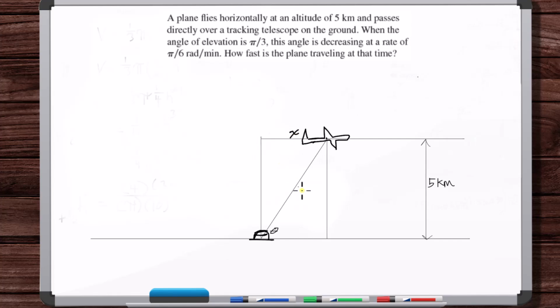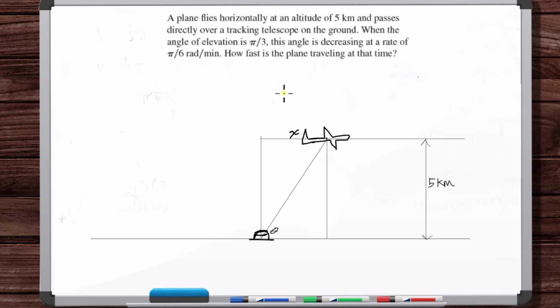So this is x. But they don't give us any horizontal position, right? So I hope that our formula for the speed of the plane isn't a function of x, we just want x dot. But if we have to find an x, I'm not sure what we're going to do. Let's see what happens. We don't have to worry about x, right? Because they don't tell us anything about the plane's horizontal position relative to the telescope or to something else.